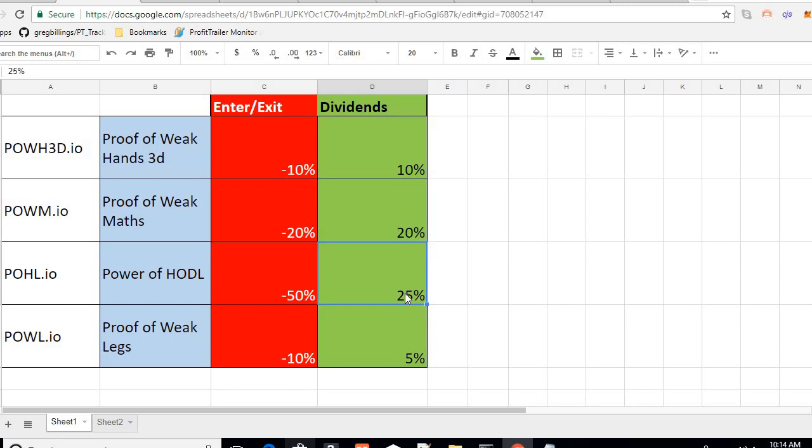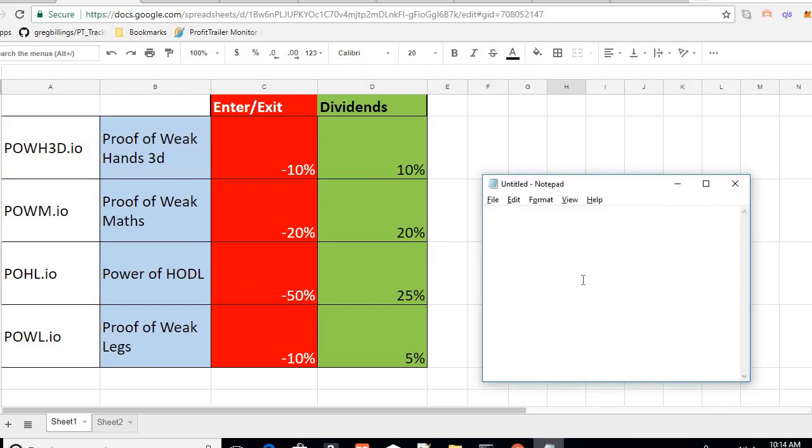But 25% is shared, which is Power of HODL has the biggest dividends. Well, the second biggest dividends of anything I've seen out there. There's one for 50%. That is ridiculous, crazy. But yeah, okay. So I'll go through an example really quickly here and show you what I mean.